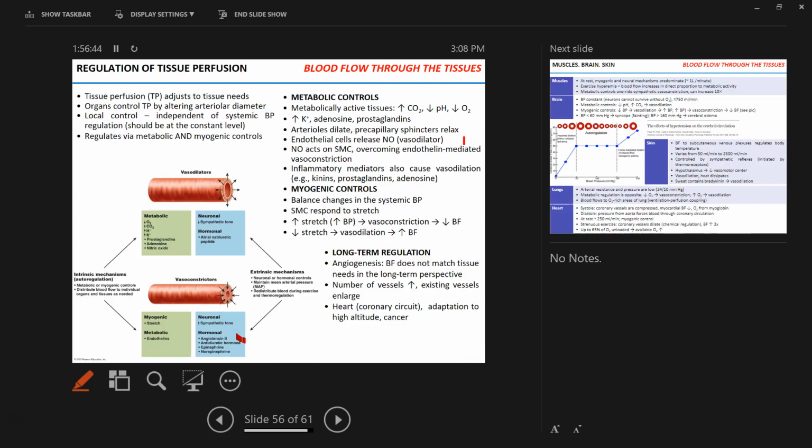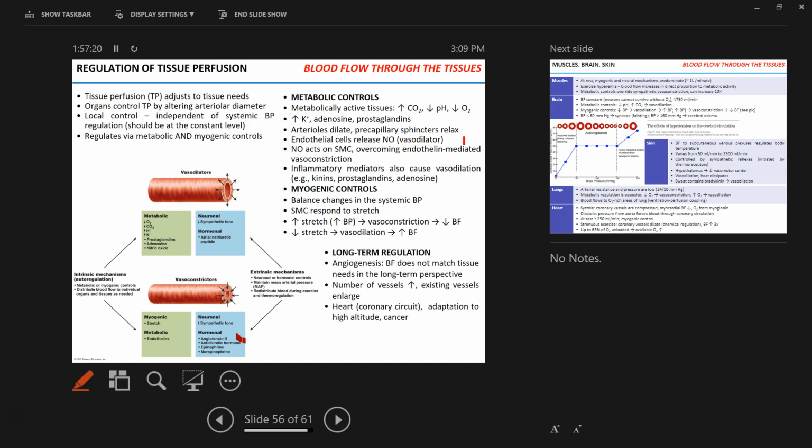So what can regulate tissue perfusion? There are metabolic controls and myogenic controls, right? Before we move any further, I want you to understand one very clear distinction between the local and systemic controls. It's really important.